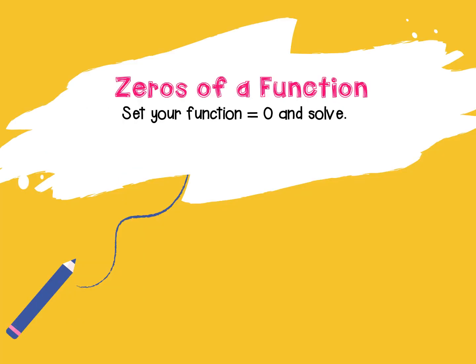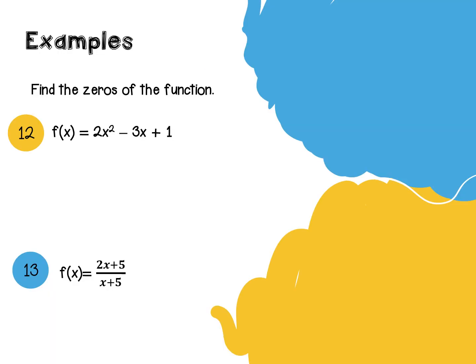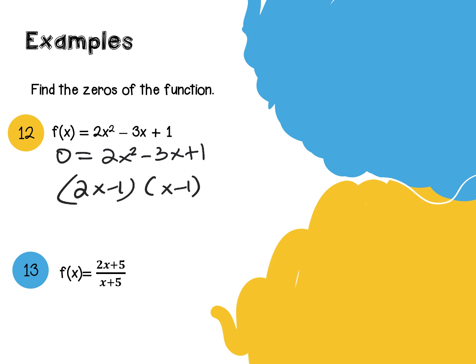Okay, so here it says to find the zeros of the function. We've already done this. Whenever it says find zeros, find roots, find solutions, we're doing the same thing. All we're doing is setting our function equal to 0 and factoring it. So we've already done this. So I'm going to factor this. It'll factor into 2x minus 1 and x minus 1.